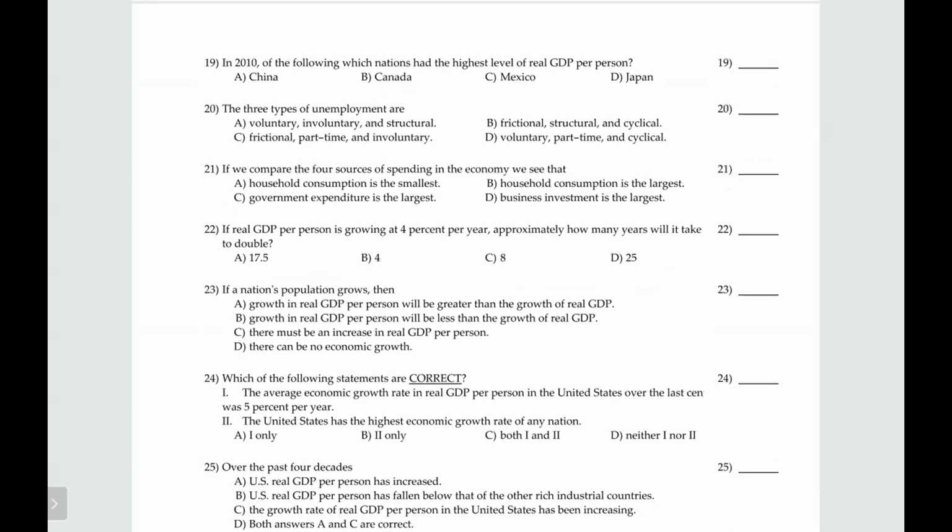19. In 2010, of the following, which nation has the highest level of real GDP per person? Okay, so this is basic facts. The answer is B. 20. The three types of unemployment are, so they're just basic facts about the concept we learned. Okay, the answer is B. Frictional, structural, and cyclical.